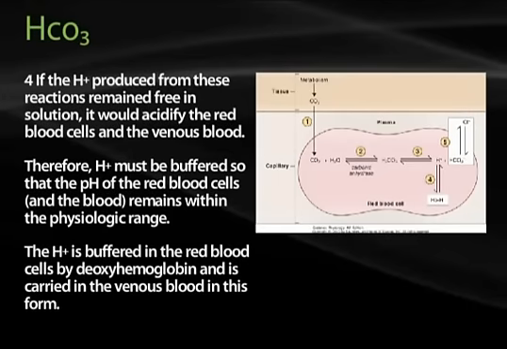For step 4, the hydrogen ions produced in these tissues cannot remain free in solution. If they did, they'd acidify the red blood cells in the venous blood. So we've got to buffer the hydrogen ions so that the pH of the red blood cells and the blood remain within the physiologic range. The hydrogen ions are buffered in the red blood cells by deoxyhemoglobin, and it's carried in the venous blood in that form.